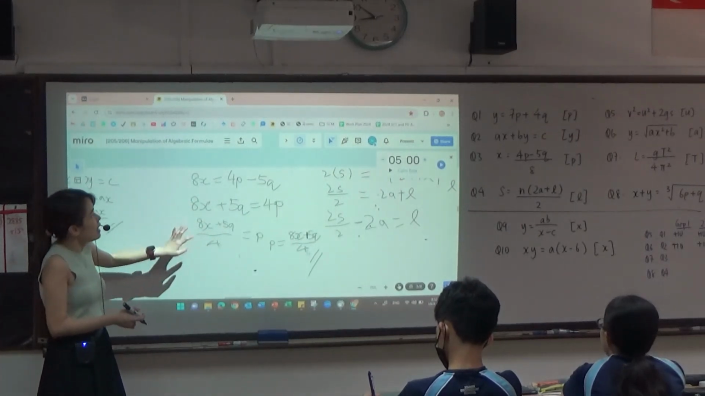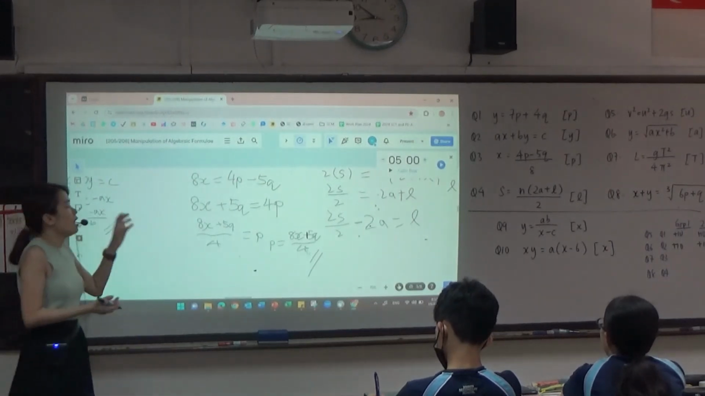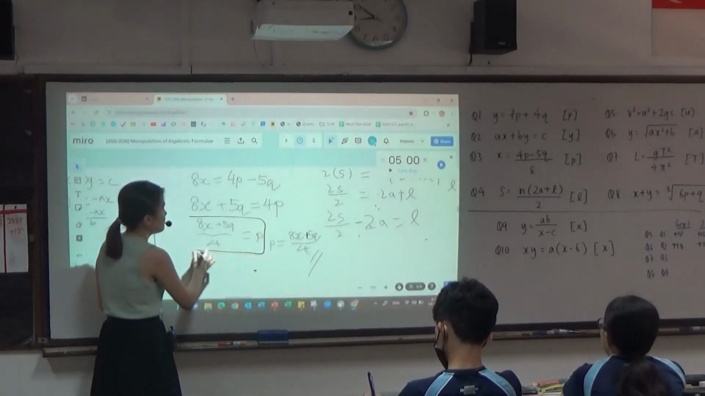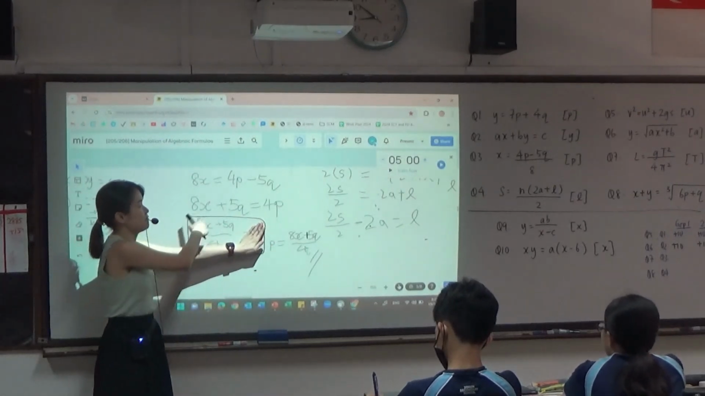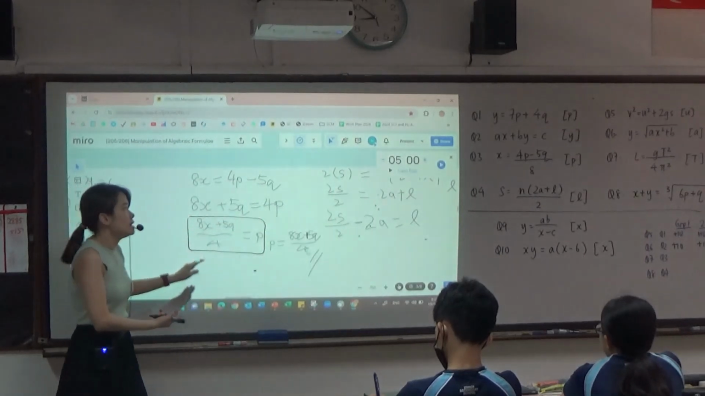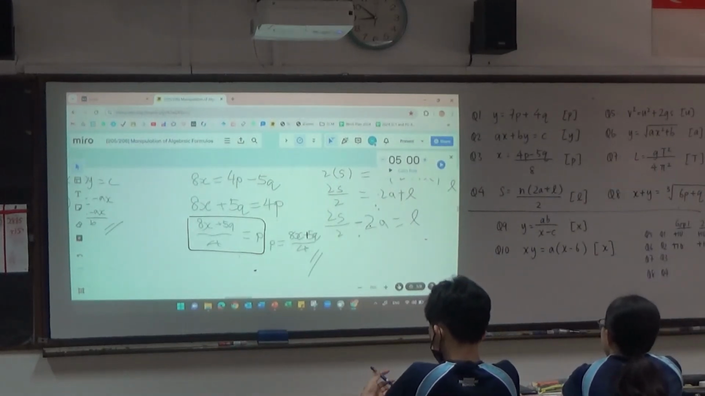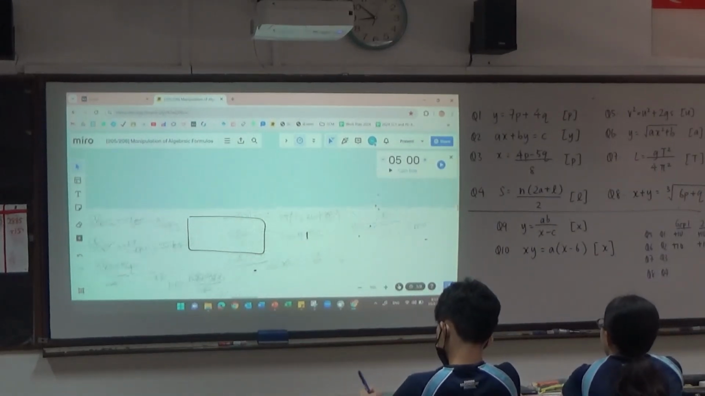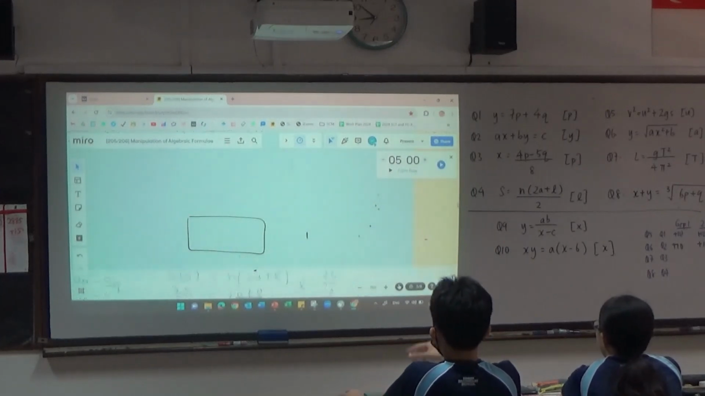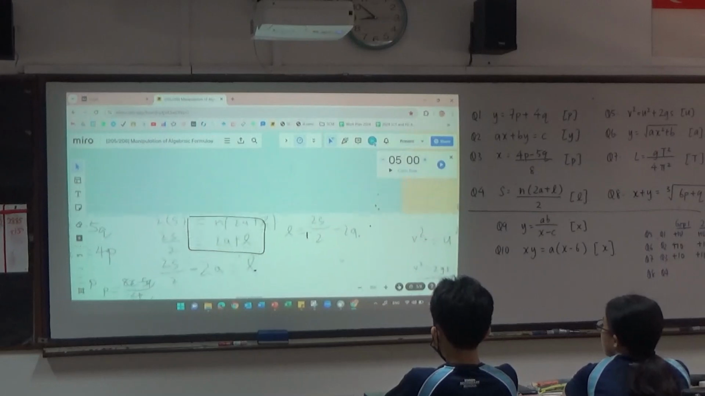Hence we get p equals 8x plus 5q over 4. At this point I want to remind us that in our answers, for the exam and all that, please make sure you write the entire thing. Don't just leave it halfway like that. The whole formula is meant to be the whole thing. I hope we are clear in our presentation. In this question I do not need you to use your calculator. So all of us are getting it right. Next we look at question 4.